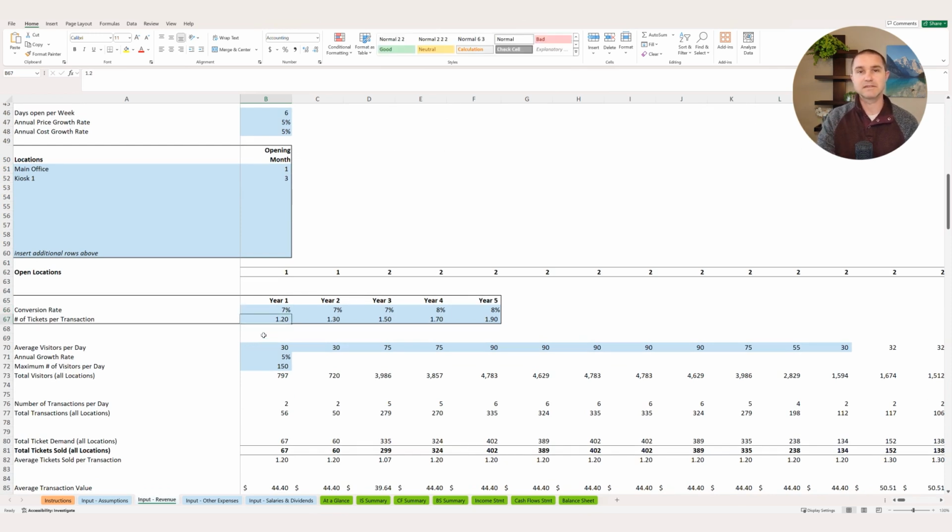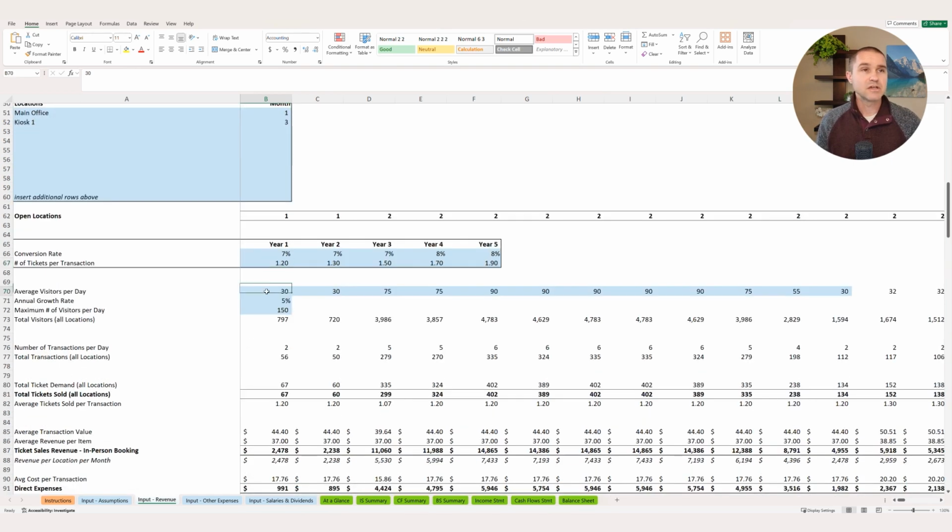So, somebody buys a ticket, it might be not just an individual ticket, they might be buying for themselves and a partner or a spouse or family member or whatever, right? So you might have the average order might be multiple tickets. So here's where you can set your average visitors per day. So we've got the average number of visitors per day and then a maximum number of visitors per day.